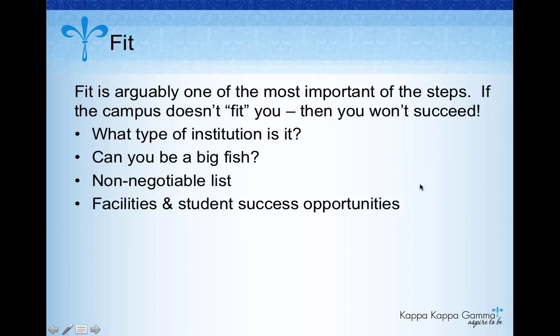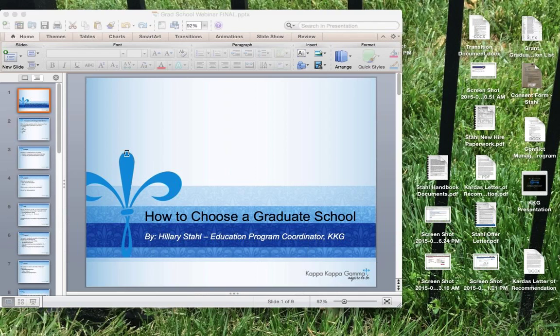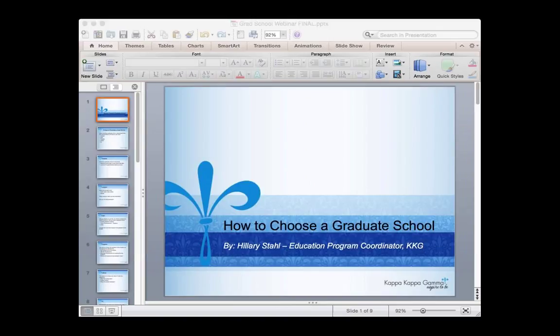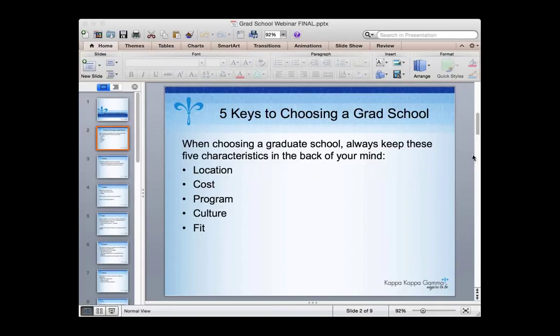Okay, I see a couple of more hands, but no questions. Oh, let's see. We have a request that you go back to your original slide with the 5 basic points. Okay. Can you see my screen as it is right now? Yes. Okay, so the 5 keys to choosing graduate school should be up. Can everybody see it? It looks like everyone can see it. Okay, perfect.